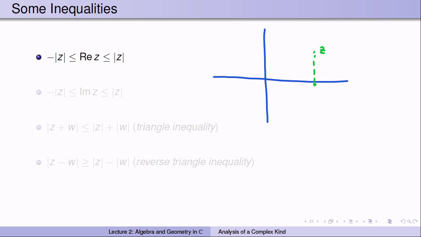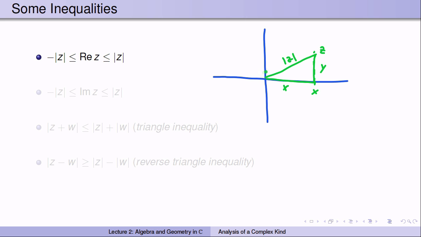Then this is the real part of z. This length right there is the real part of z, whereas this length right here is the norm or the length of z. And this length right there is the imaginary part of z. So this is the real part of z and that's the imaginary part of z.